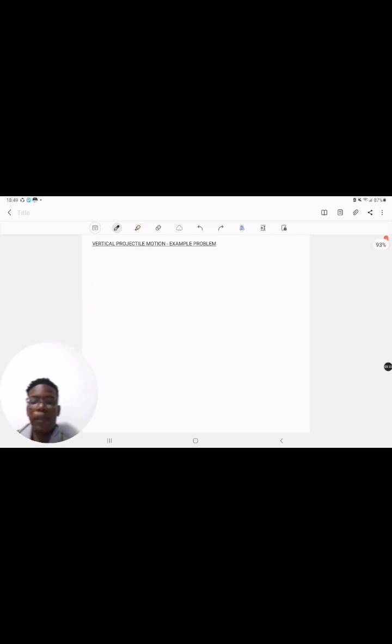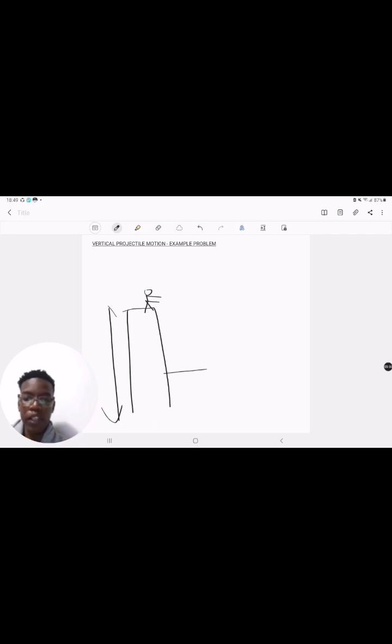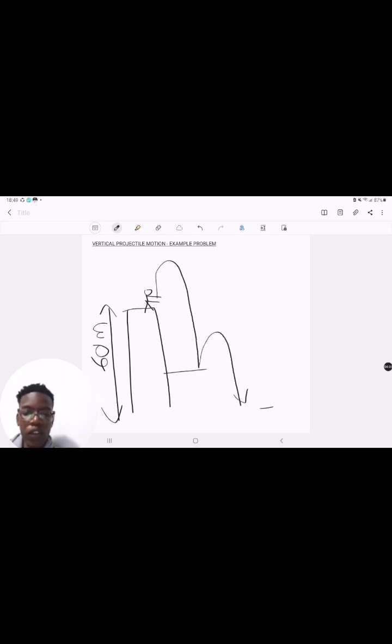Okay, so you've got a building there, and then you've got somebody on the building with an object. There's a balcony further down there. And the overall height of this building is 60 meters. So the object gets thrown, it goes up, it strikes the balcony, and then it goes up again, and then it lands on the ground, which is 60 meters below the point at which it was thrown.